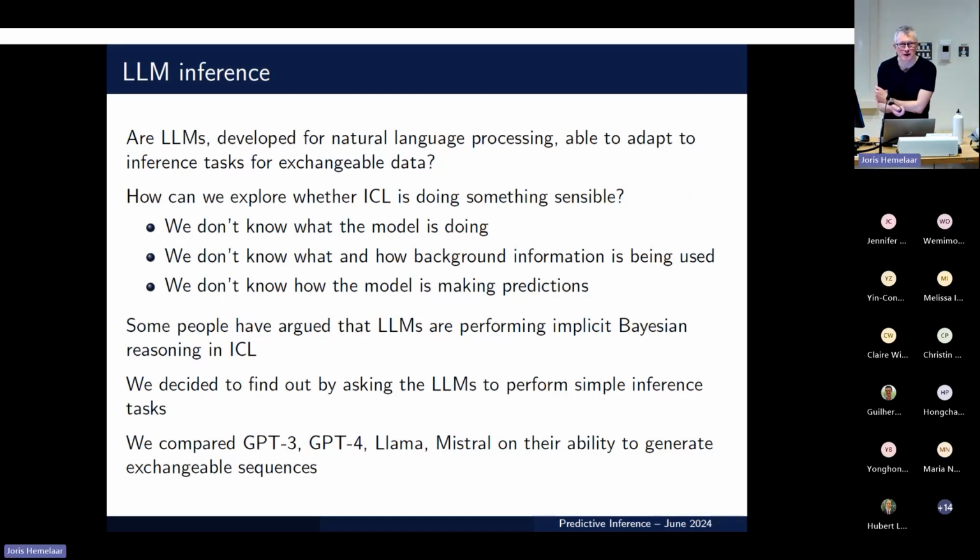We don't know how the model's really making predictions. Some people have argued that LLMs are performing implicit Bayesian reasoning. It kind of makes sense. Are they conditioning? So what we thought is, well, let's try to check this out. You've sat through this lecture, you know something about Bayesian inference. It makes these predictions and we update, and we should get back a Bayes posterior. So we took a bunch of LLMs, ChatGPT-4, Llama, and Mistral.